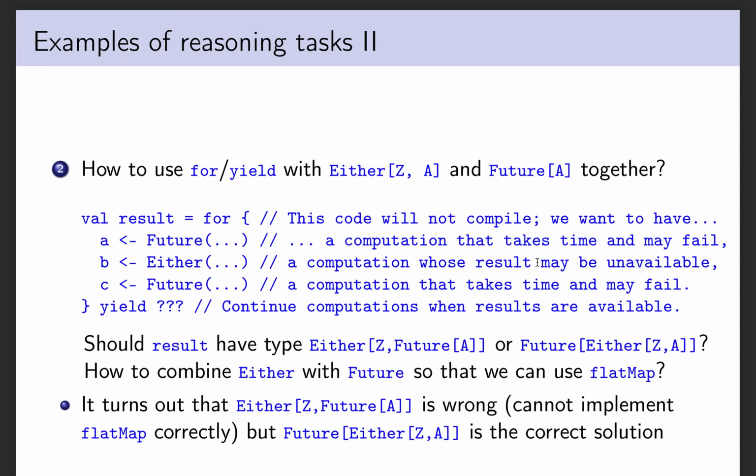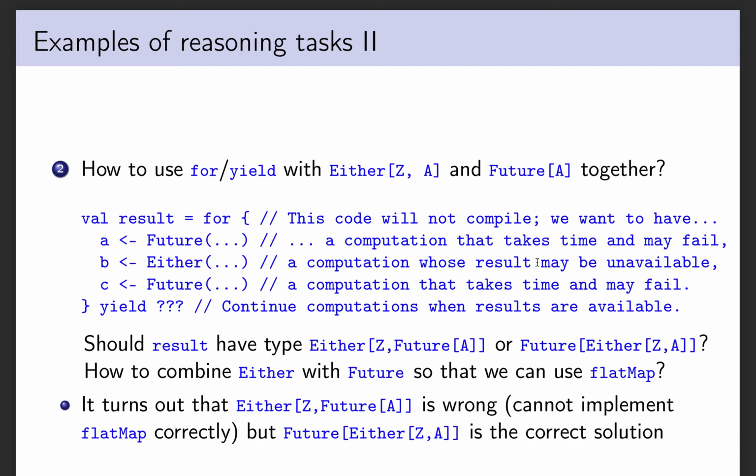Now, one way of combining them would be to have a different data type that wraps an either and the future at the same time, such as either of Z and future A, or maybe future of either Z A. So which one of them is right? Well, I want to wrap this in a case class maybe and implement a flat map for it, then I can have a for yield with that case class. But which one is right?